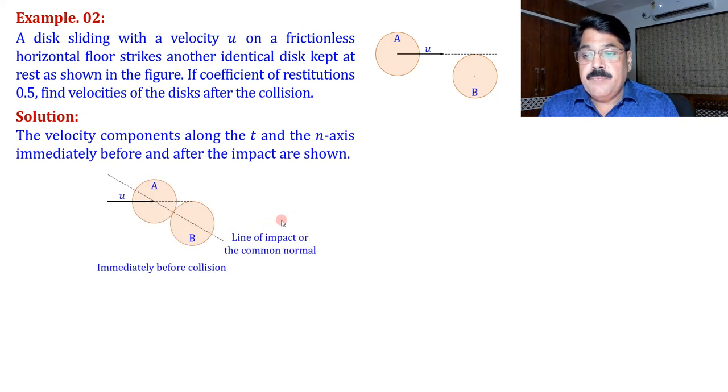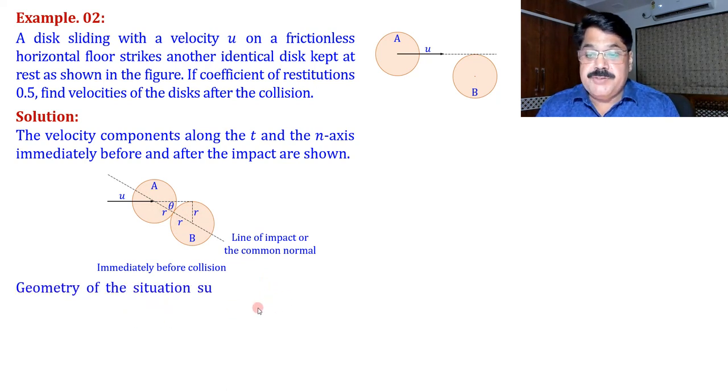Just see, that is the line of impact. Now you can see this angle; we know the radius is r, that is r, that is r. So this hypotenuse is 2r and the perpendicular is r. So sine theta is r upon 2r, or sine theta is half. So theta is 30 degrees.